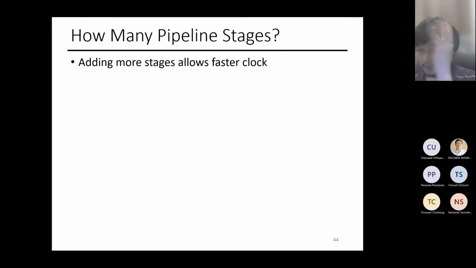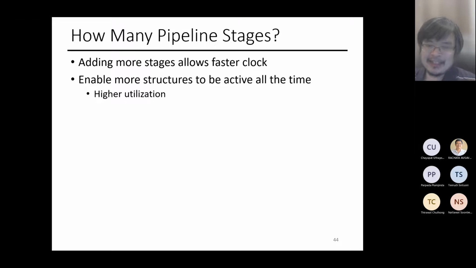Your CPU would split fetch, decode, memory, execute, and write back into multiple sub-steps, right? And just keep adding pipeline stages, so that your design, like the Intel CPU that you bought, is likely 30 or more stages. So adding more stages allows you to clock faster. It allows more structure to be active at all times, so you increase the hardware utilization.